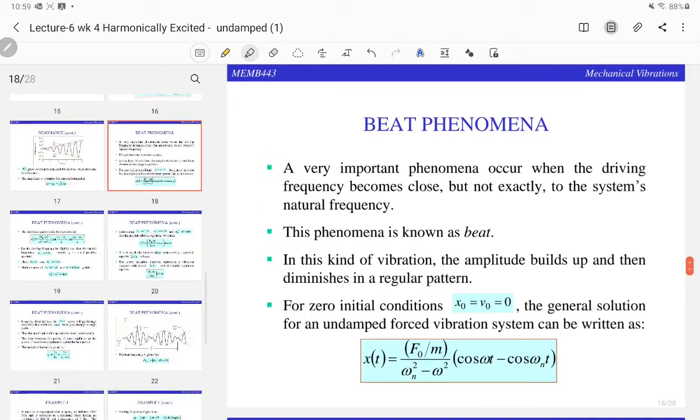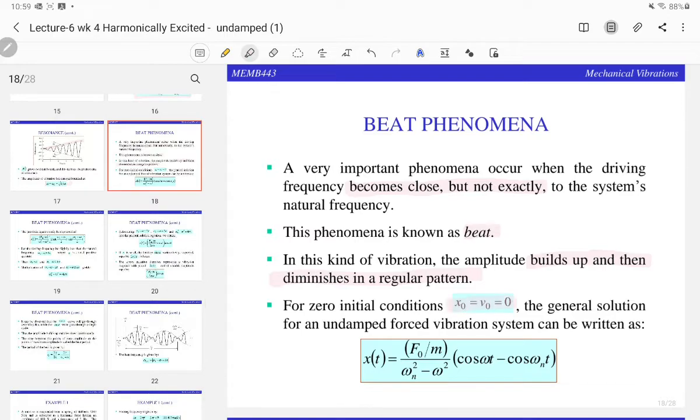Okay, the last definition that we want to understand is what we call the beat phenomena. A very important phenomenon occurs when the driving frequency becomes close to the natural frequency. So this one is slightly different. It's not exactly equal, but it's close to it. So this is what we call beat. In this kind of vibration, the amplitude builds up and then diminishes in a regular pattern.